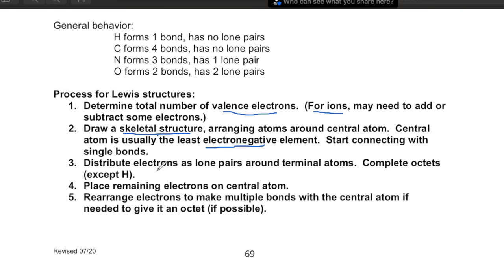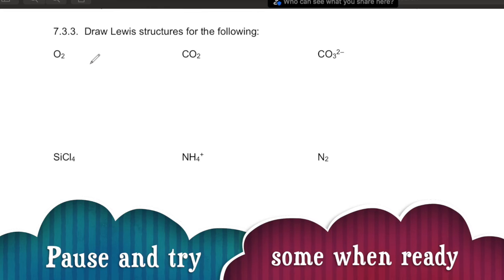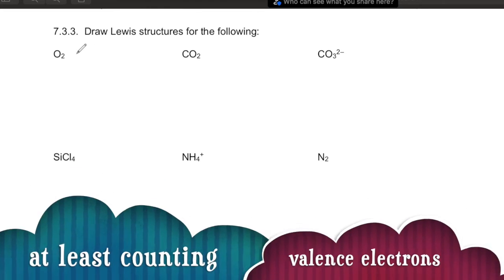The electrons that you have left, put as lone pairs around the outside atoms, the terminal atoms, and complete octets for those atoms. Put enough lone pairs to give that atom an octet, except of course if it's hydrogen, remember that only wants 2 electrons. If you do have any leftover electrons, go ahead and put them on the center atom. And if the center atom ends up without a complete octet, then use some multiple bonds, double bonds and triple bonds to some of the outer atoms to be able to give it an octet. So let's try using that process for these Lewis structures.